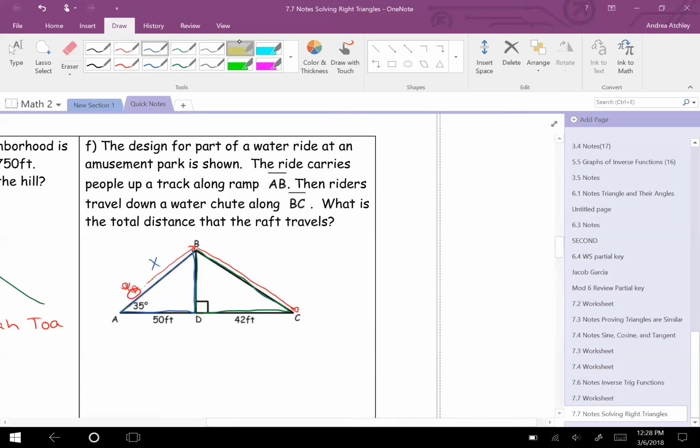Here's the angle I've been given, 35. The 35 is touching the 50 foot side, so that's my adjacent side. Angle A is also touching this side, which is the hypotenuse. The one it's not touching is my opposite. So I have to use the side I've been given, the adjacent side of 50, and the side I'm looking for. The side I'm looking for is my x, which happens to be my hypotenuse.